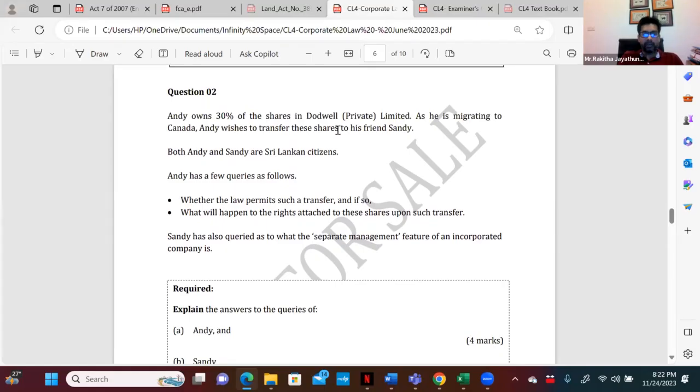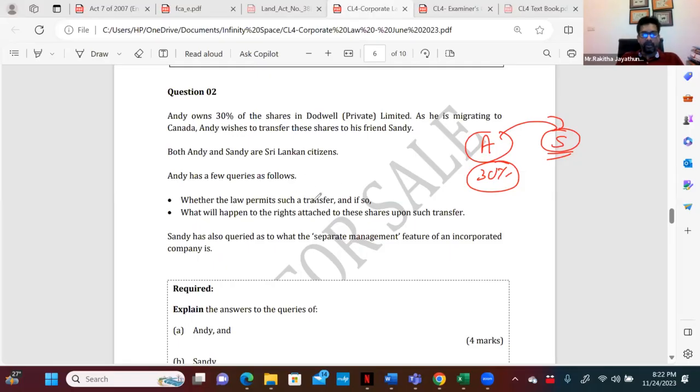Andy owns 30% of the shares in Dotwell Private Limited. As he is migrating to Canada, Andy wishes to transfer those shares to his friend Sandy. Right, 2 shareholders, Andy and Sandy. Andy has 30%. He's migrating to Canada. Therefore, he wants to transfer his 30% of shares to Sandy. Both Andy and Sandy are Sri Lankan citizens. Andy has a few queries as follows.